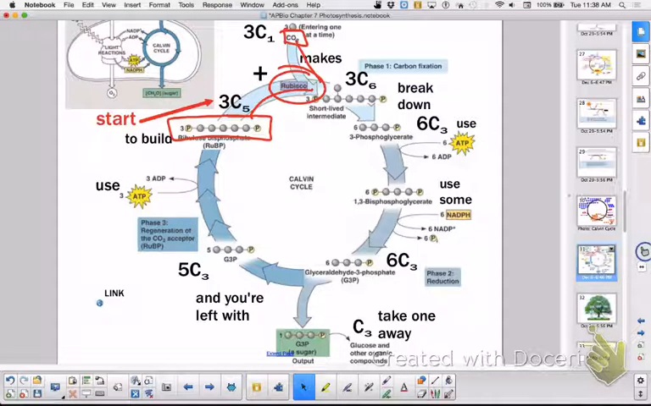Here comes the sun, traveling in waves. Particles of light are called photons, and it gets the electrons excited. Who catches it? NADP, forming reduced NADP. Then you take some ATP and some reduced NADP to the dark reaction, or the Calvin cycle, or the light independent reaction.